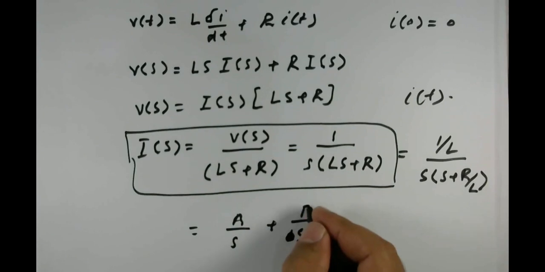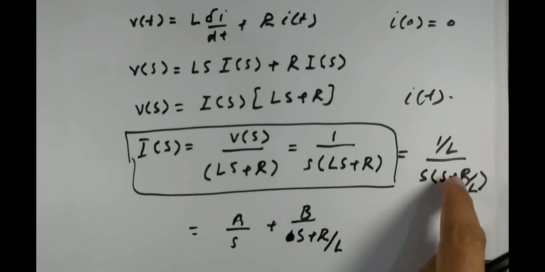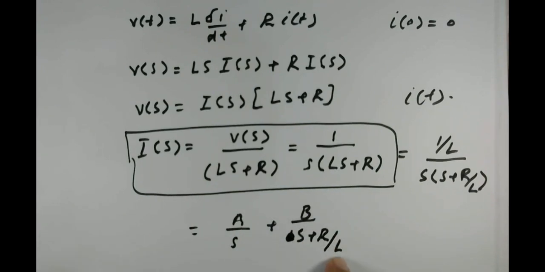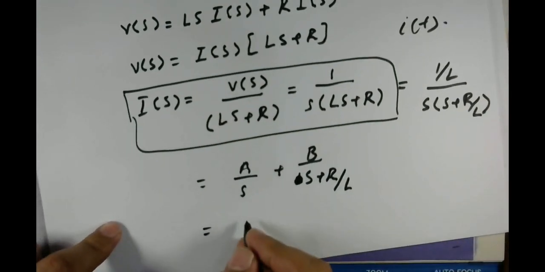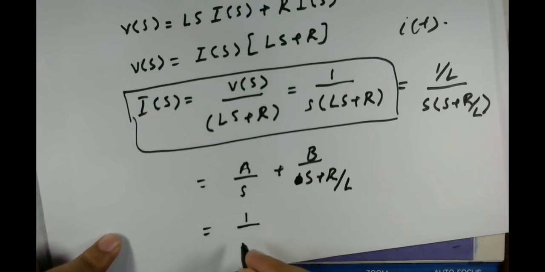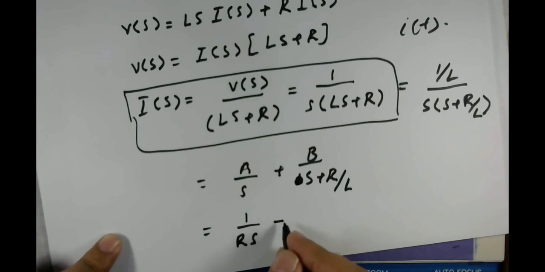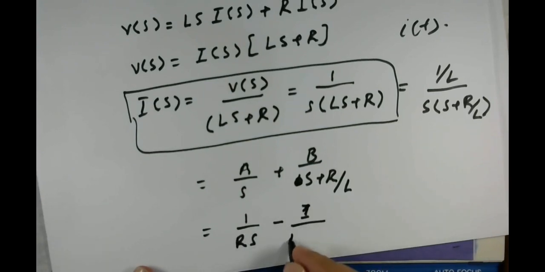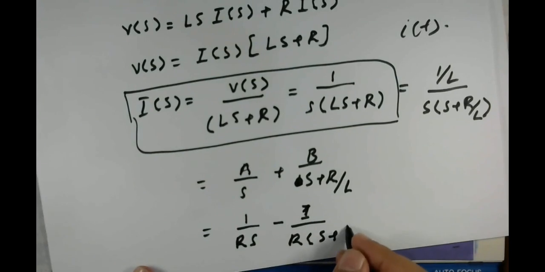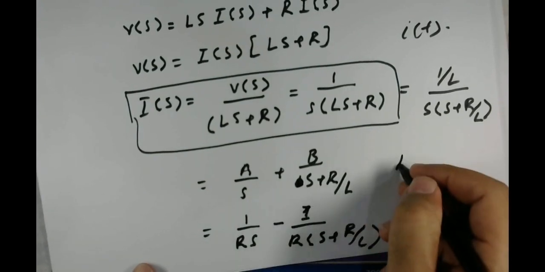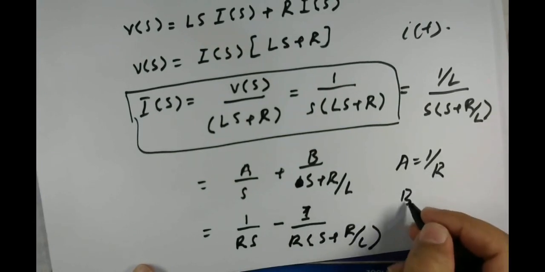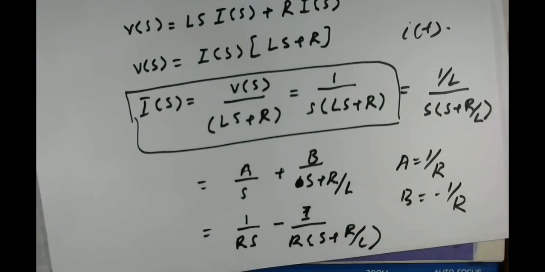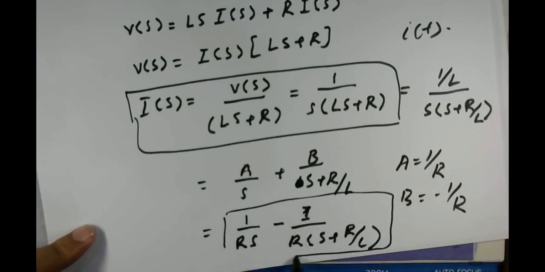So this will be A by s when you do partial fraction of this thing, and then plus B by s plus R by L. Now you need to find the values of A and B. I already found the values of A and B. The value of A is 1 by R actually, and the value of B is minus 1 by R. So A is 1 by R and B is minus 1 by R. So I get this equation in the end, after doing the partial fraction. So I of s is equal to this thing.